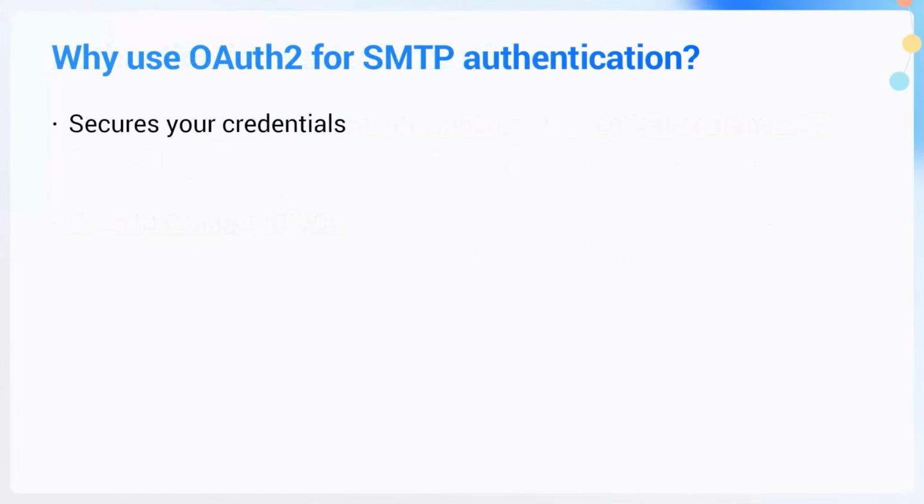So now that we've covered that, why would we want to use OAuth2 for SMTP authentication? Well, one of the big factors is that it secures your credentials. You don't have to provide the client application with the username and password for the Gmail or Azure account. What the application does is it basically delegates the authentication off to OAuth2 and allows the identity provider and the authorization server to verify the client, and that preserves the security of the credentials.